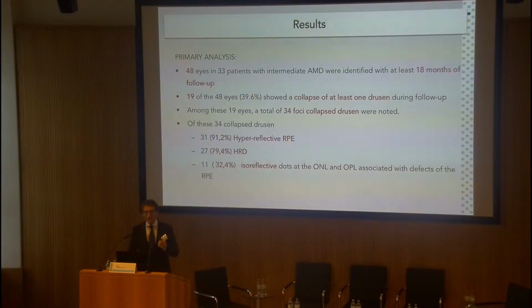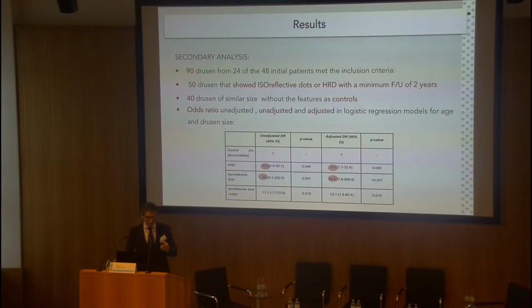So, of the 34 foci that collapsed in previous exams, 91% had hyperreflective RPE, 80% had hyperreflective dots, and at least 1/3 had this material getting through the defects. In the secondary analysis, when we adjusted for age and Drusen, there was an odds risk of 6 times of having atrophy for hyperreflective dots and 65 for isoreflective dots. So there was a real risk of developing GA with these features.